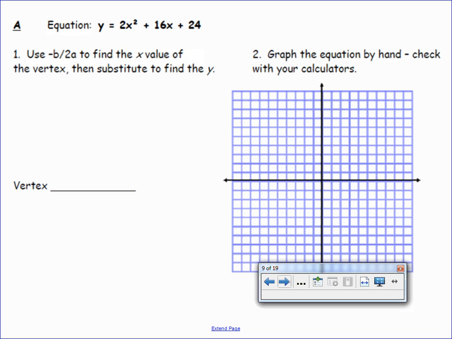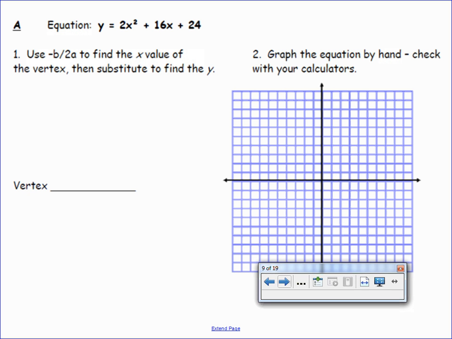It's all in there. And we're going to do letter A together. So this will be kind of like a model, a template for you as you move into your groups and continue working together. For letter A, we're going to go ahead and find the vertex algebraically. The first thing we need to do is find the x-coordinate of the vertex, and that's given by opposite of b over twice the value of a.